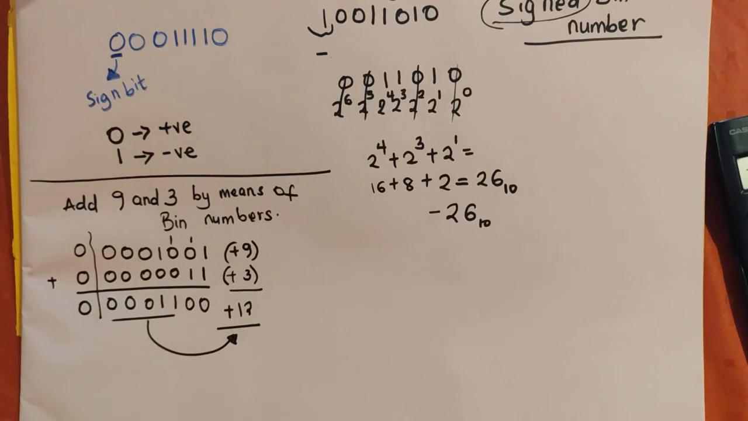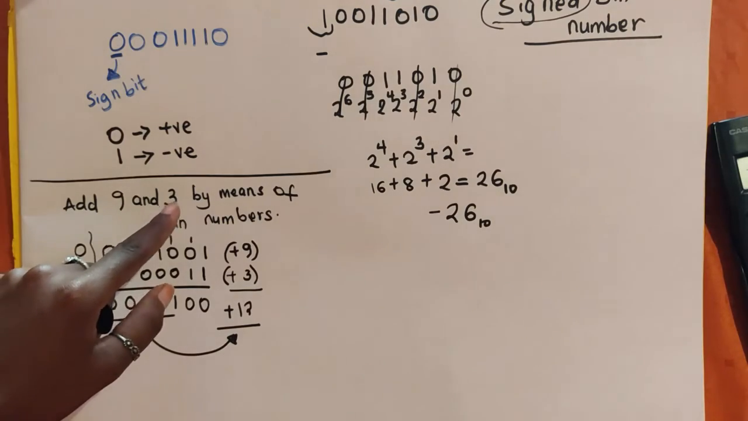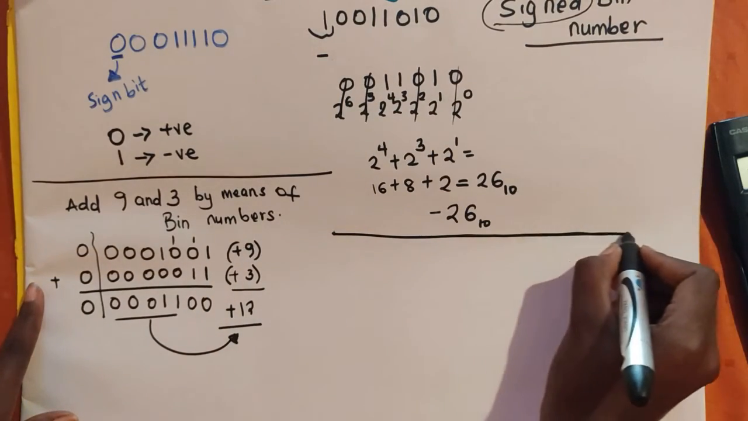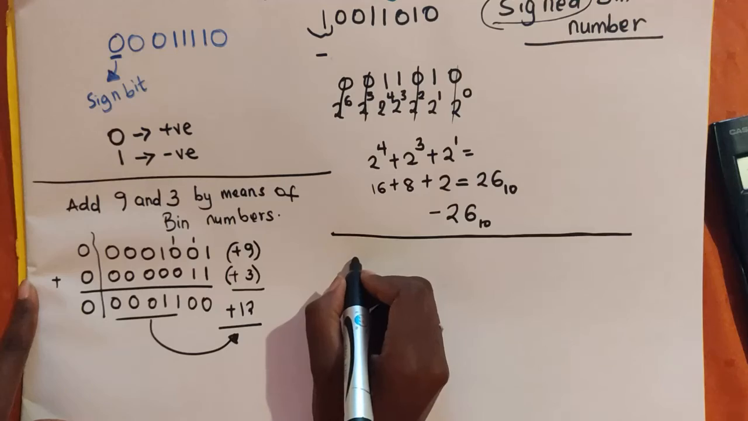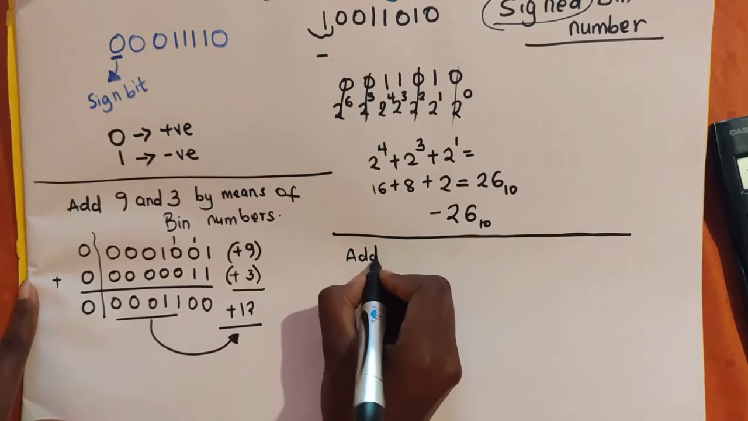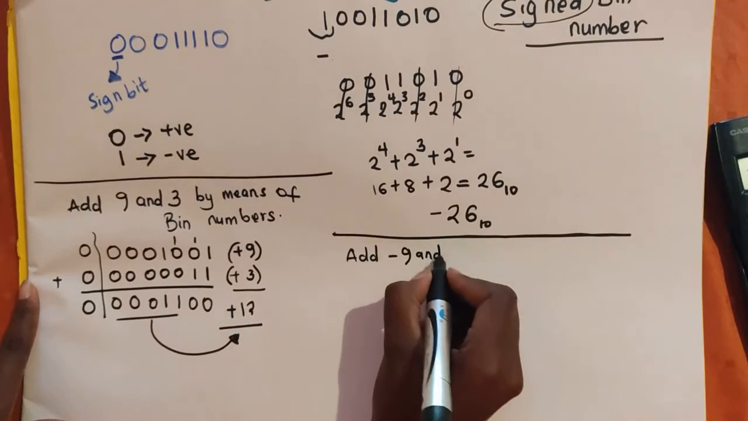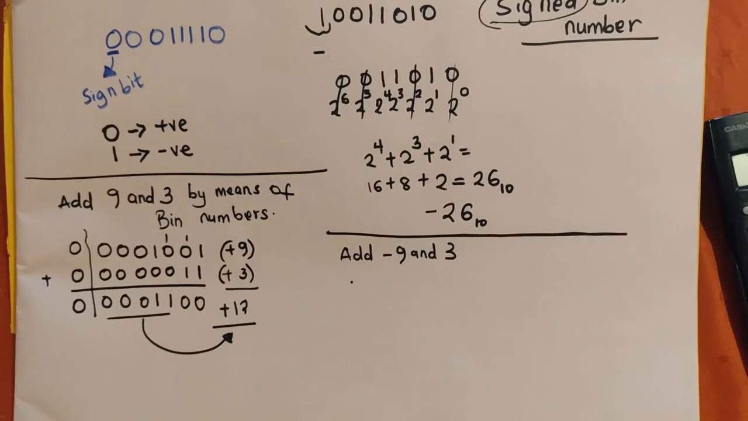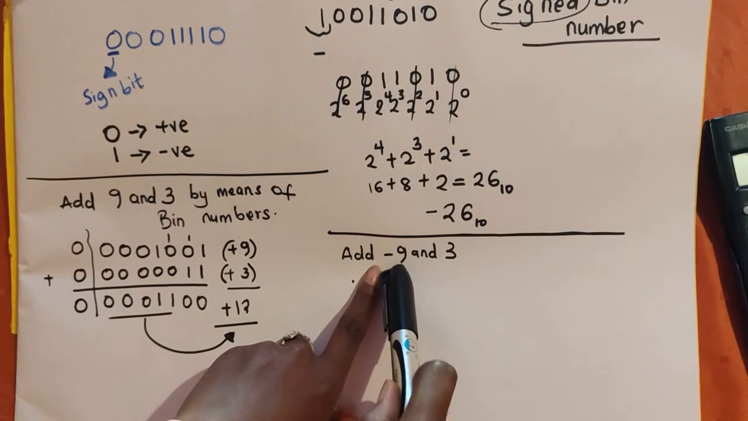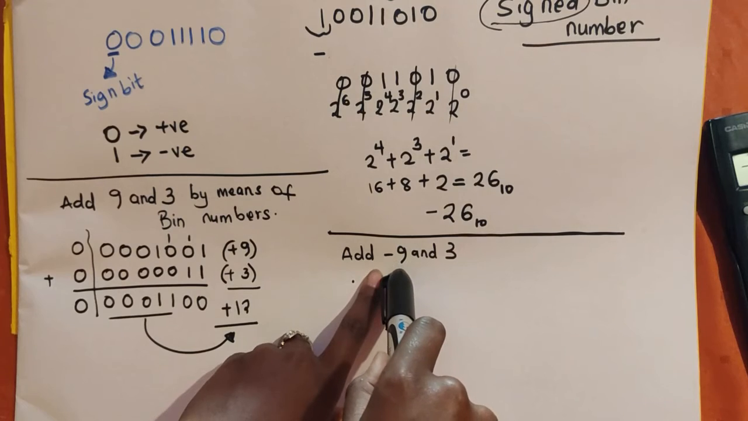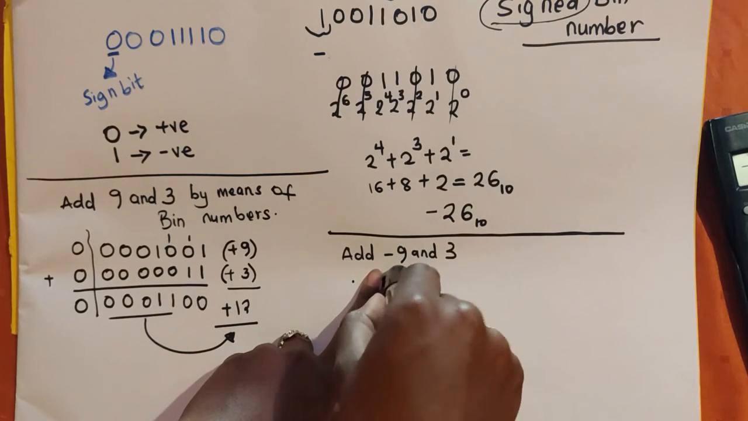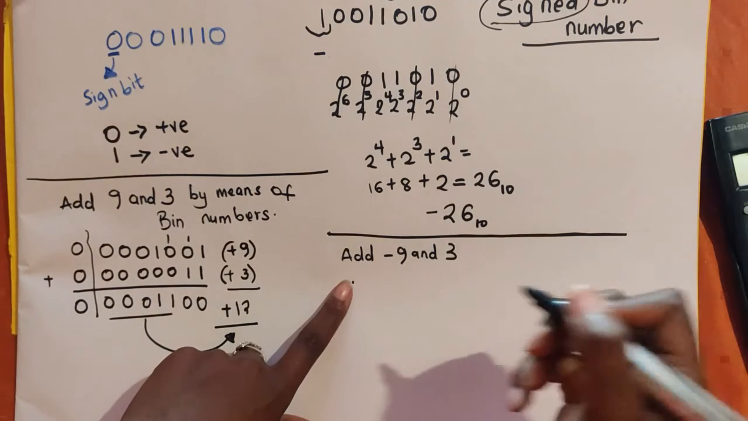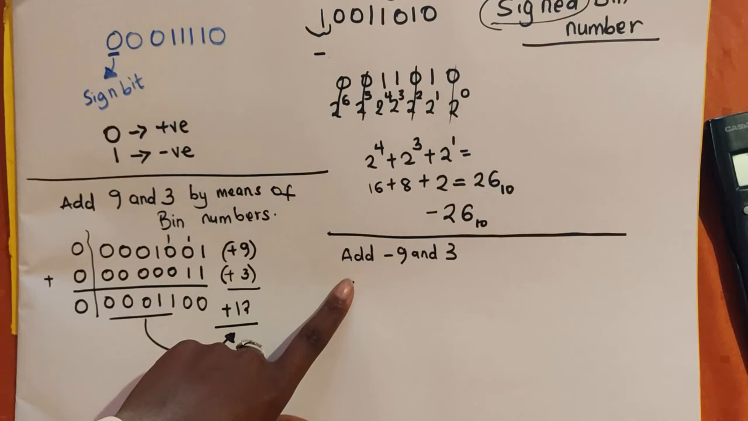Then we have another example. These were both positive numbers. But then there's this case whereby you have one negative number or both are negative numbers. What do you do then? So in the case that you're supposed to add -9 and 3, of course, by means of signed binary numbers. In the previous video, we talked about in order for us to operate using negative numbers, we need to first change them to 2's complement. If you watched that you know. So we first change 9 to 2's complement so that it's -9.